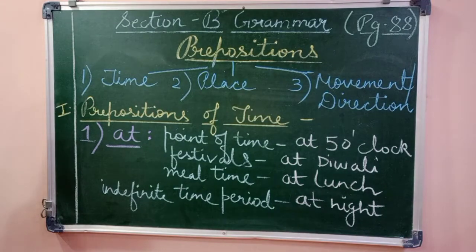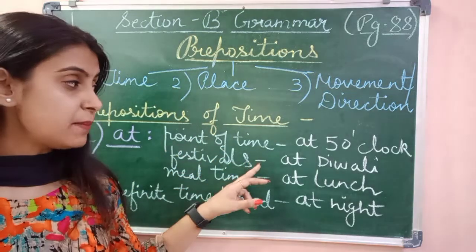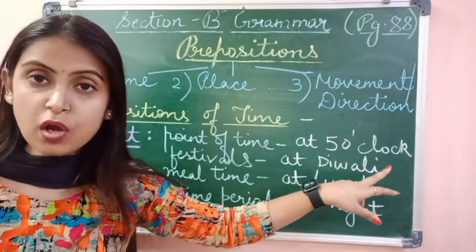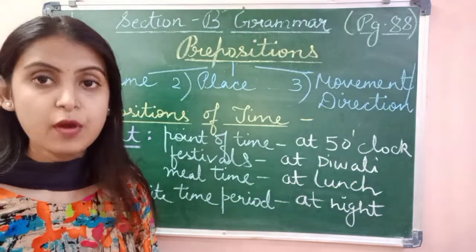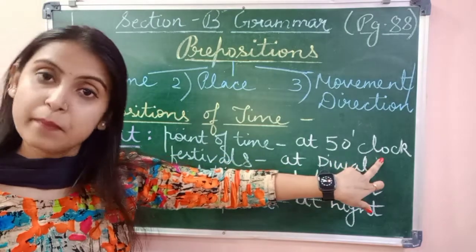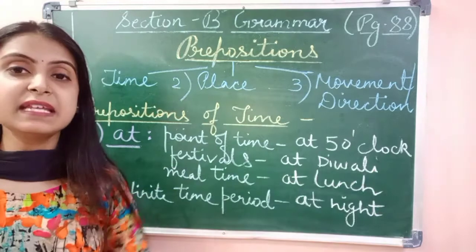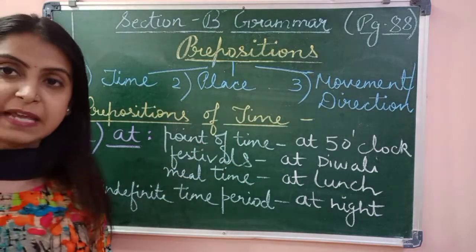Prepositions of time, first we learn at. Okay. Now at indicates point of time. Point of time like at 5 o'clock, or you can say it denotes clock time. For example, I'll see you at 9 p.m. Okay. So this at indicates fixed time or particular point of time.